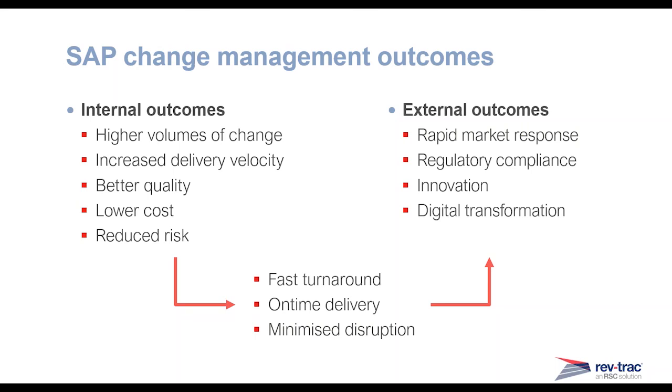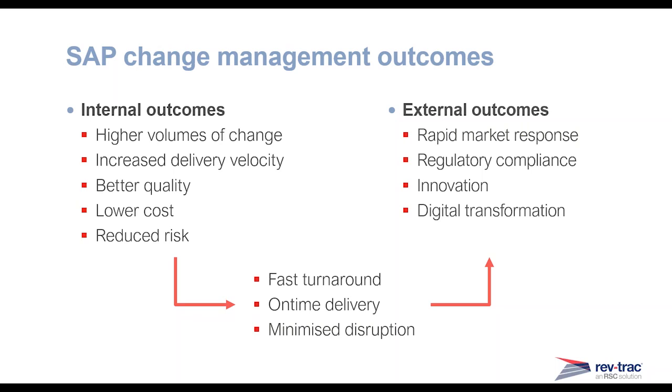You will be able to turn around things more quickly, more likely to deliver on time. The disruption that often one is criticized for will be minimized. And then, of course, the business customer can achieve the ends that they need to as well. They can respond more quickly to what's going on. If they have to change things rapidly for regulatory compliance, they can. If they're looking to put new innovative things out to the customers, they can.